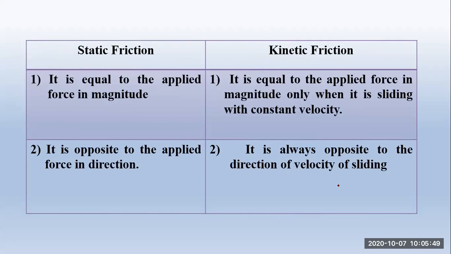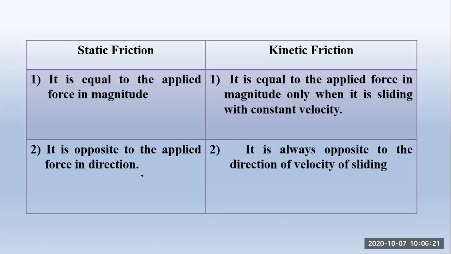Now, if you compare these two, static friction is equal to applied force in magnitude. Kinetic friction is equal to applied force in magnitude only when sliding with constant velocity. Okay, if the object is moving with constant velocity, only then it is equal. Otherwise, the kinetic friction does not adjust its value. It actually has a constant value. Kinetic friction has a fixed value. It does not adjust its value similar to static friction.